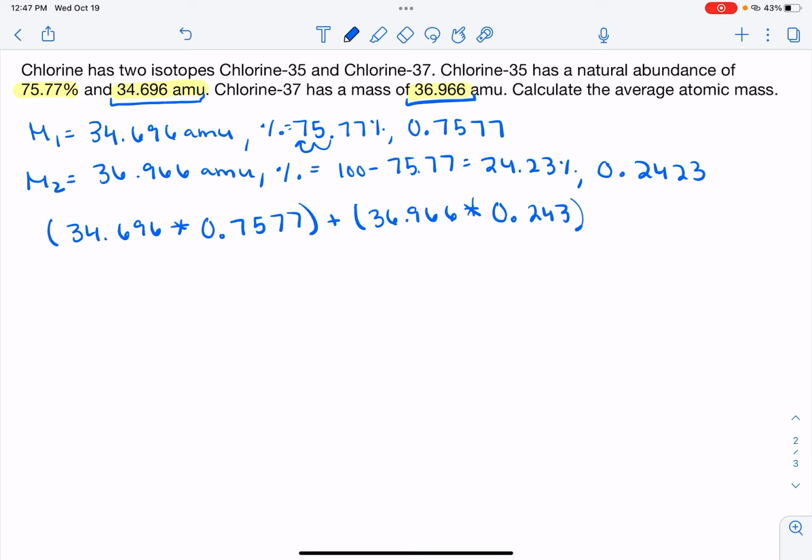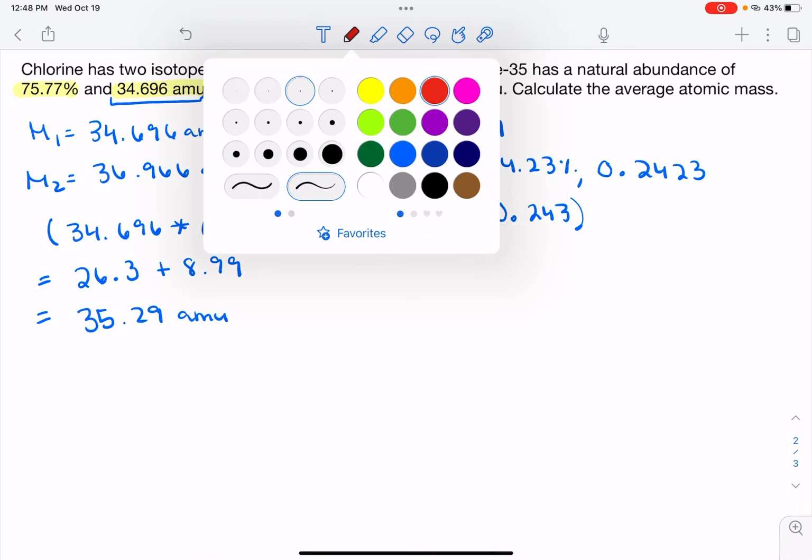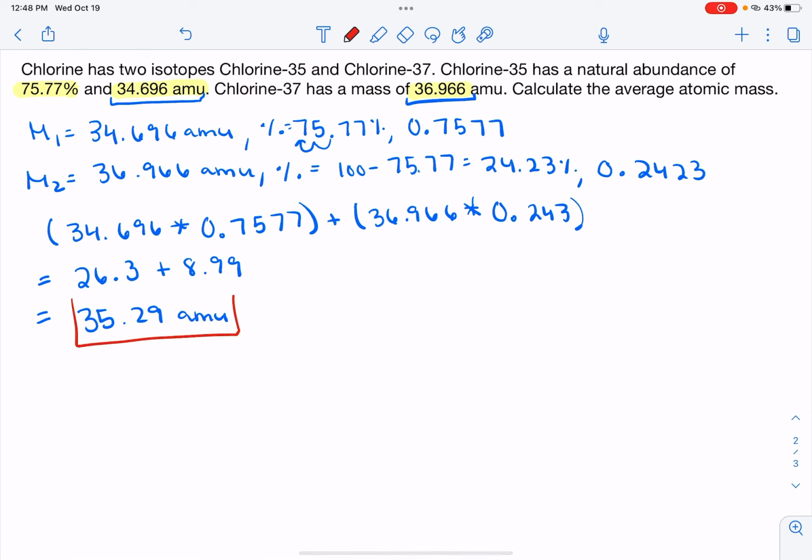So first, again, I'm multiplying first. So I do 34.696 times 0.7577, and I get 26.3, plus 36.966 times 0.2423. I put that in my calculator as well, and I end up with 8.96. And then when I add those two things together, I get 35.29 AMU. And that, again, is going to be my final answer.